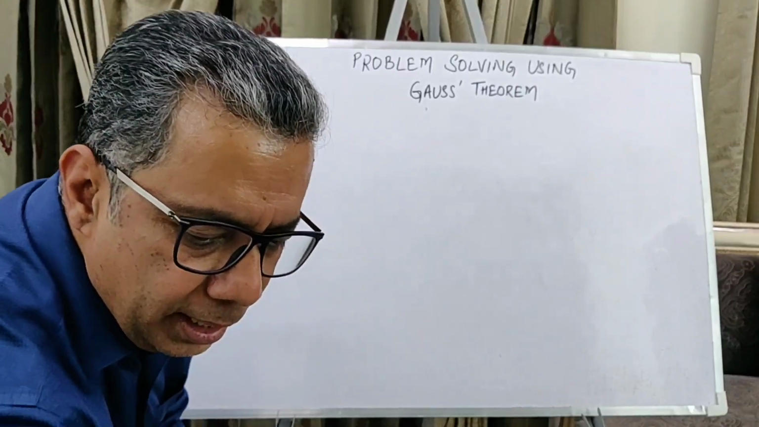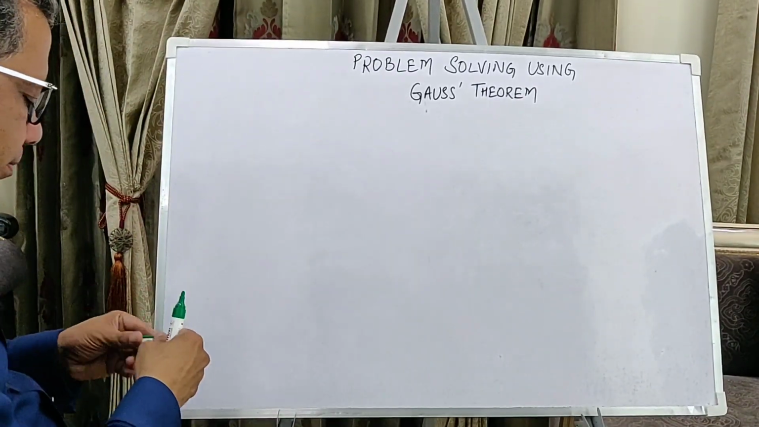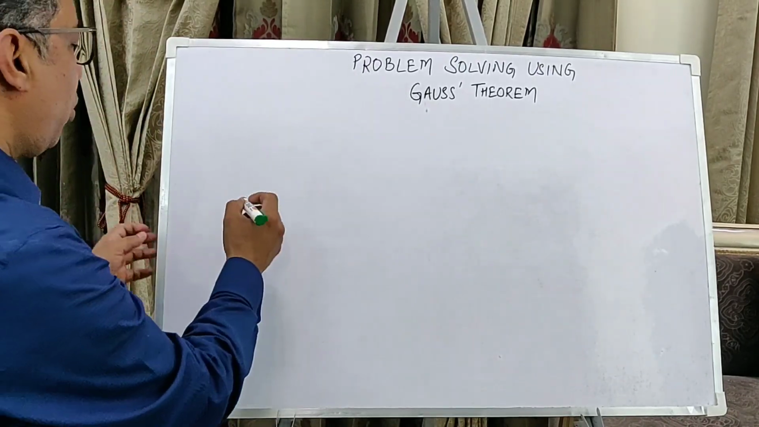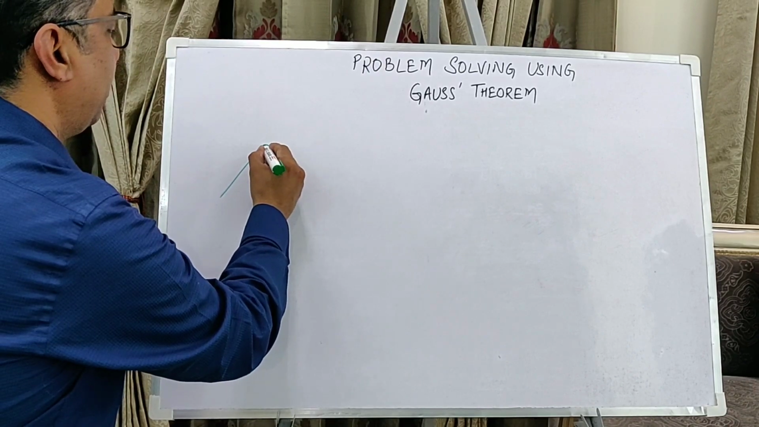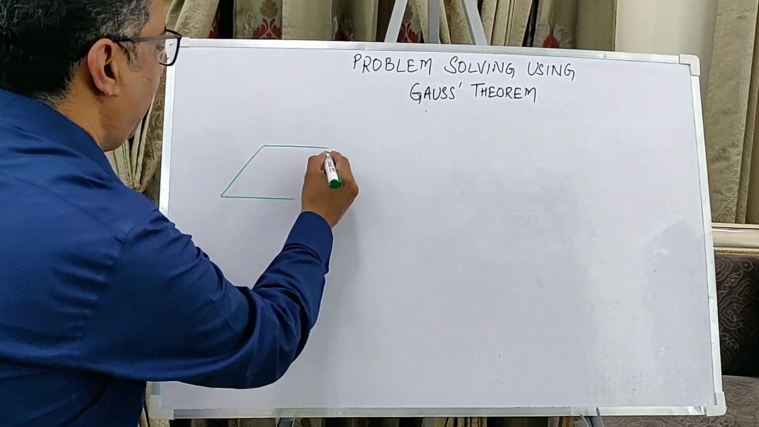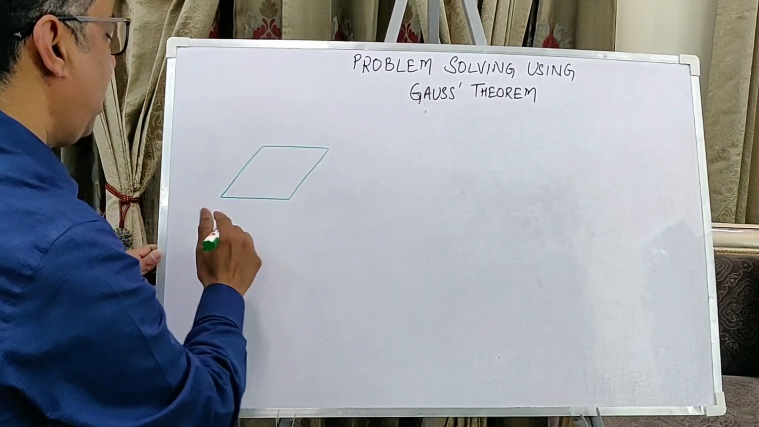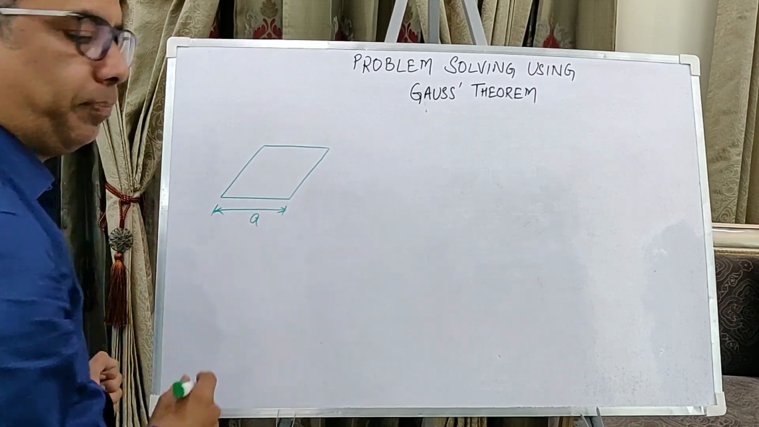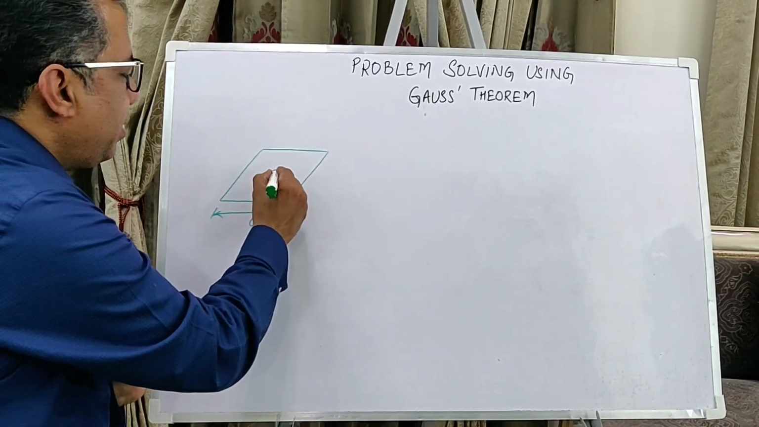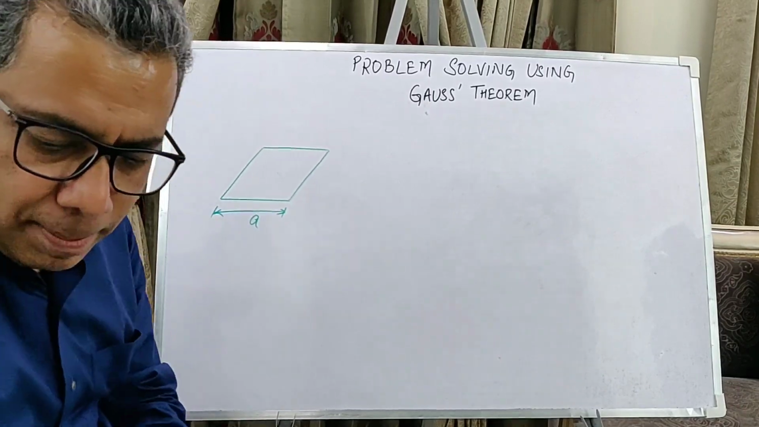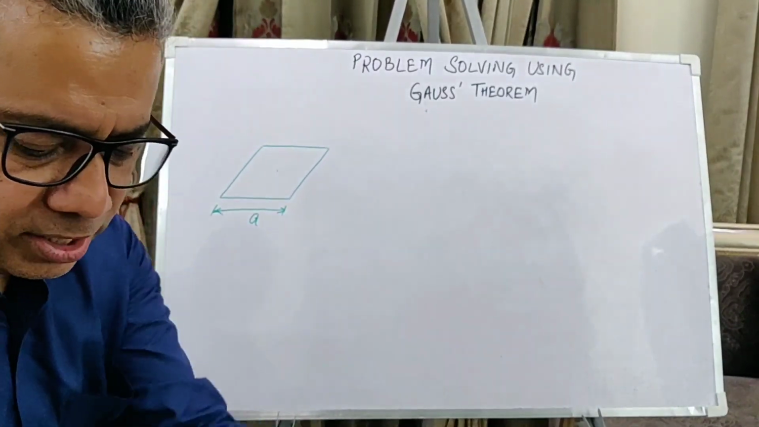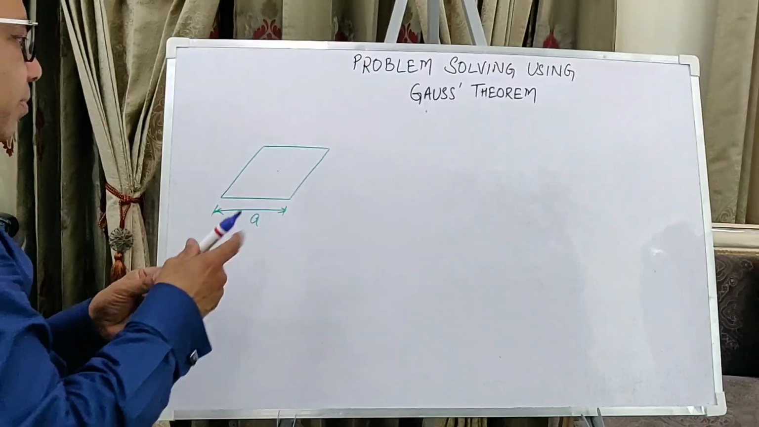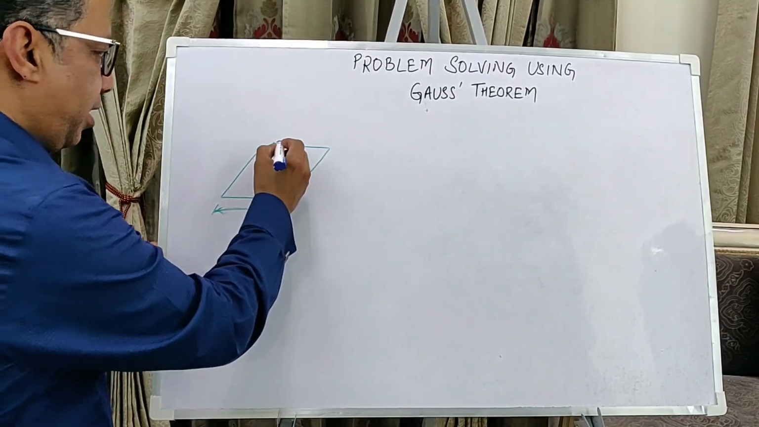Consider a square sheet. Now we have here a square sheet having an edge length A. Now at a distance A by 2 above the center of this square sheet, we have a point charge Q. So this is the center point here.